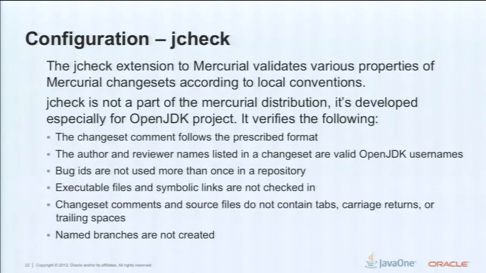Okay, and now the main section of configuration is jcheck. jcheck is an extension that should definitely be added to your development portfolio if you are working with OpenJDK. It's designed to validate your Mercurial change sets. jcheck is not a part of the Mercurial distribution. It's especially developed for the OpenJDK project. It actually verifies everything specified in each bullet of this slide.